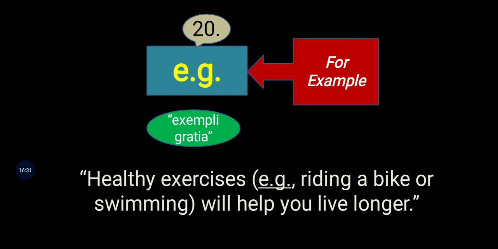Lastly, we shall look at E.G., otherwise known as exempli gratia. It is called for example. This is something that is commonly found in our documents. We do tend to say, for example, this and that. So for example, here, healthy exercises, within brackets, e.g. riding a bike or swimming. Healthy exercises will help you live longer, and within the brackets we have mentioned two examples of healthy exercises. Do note we have inserted a comma after the period, so E.G. comma here. This is how you actually write these sentences.